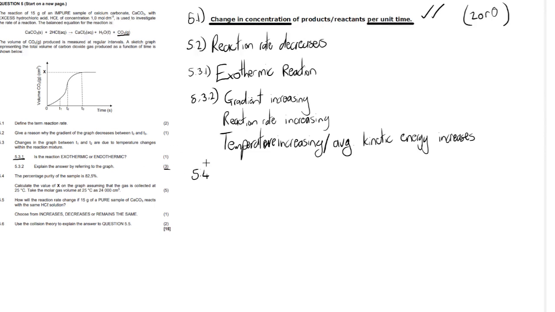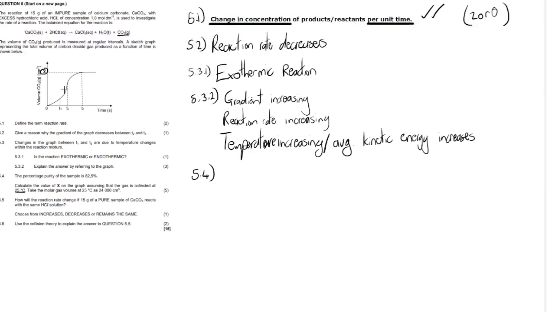Let's go to 5.4. This is a 5-mark question. Let's have a look. The percentage purity of the sample. Are they giving us a percentage purity? That's a wonderful breath of fresh air. Calculate the value of X on the graph. Assuming that the gas is collected at 25 degrees Celsius, take the molar gas volume at 25 degrees to be 24,000 cubic centimeters. Okay, let's have a look here. This value of X is the volume of gas that we're trying to calculate.